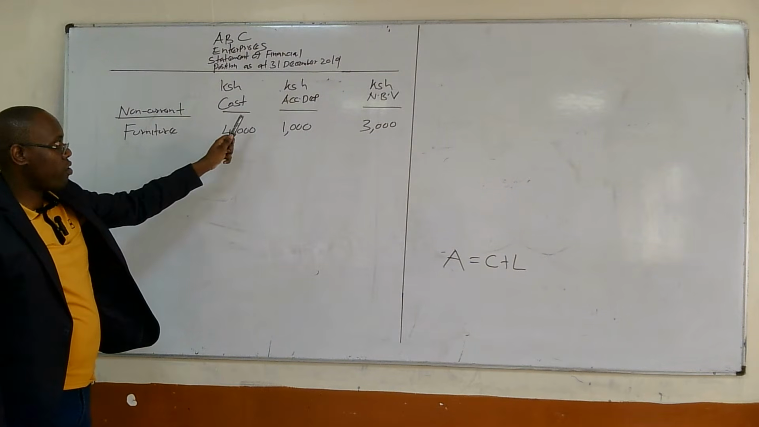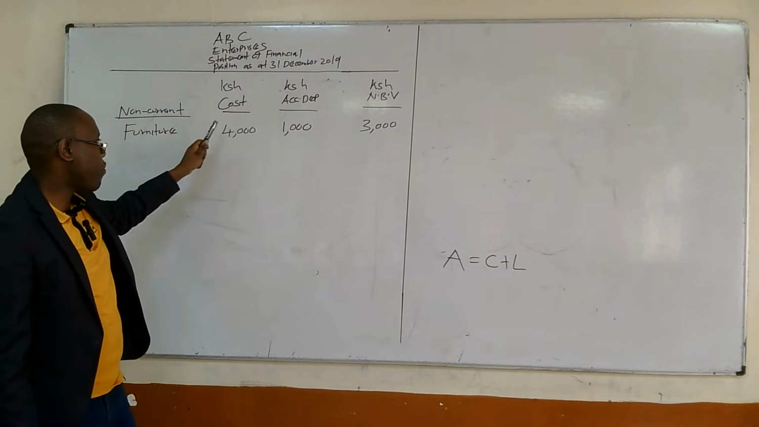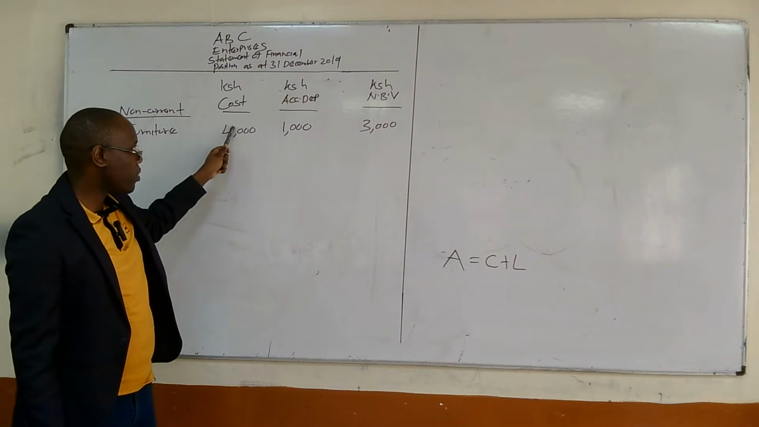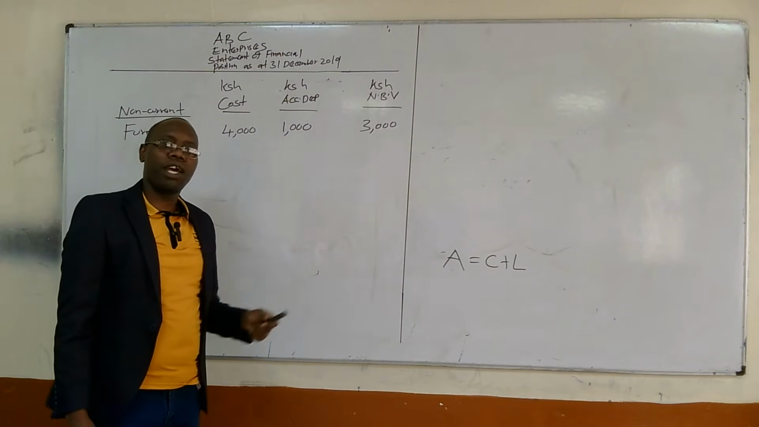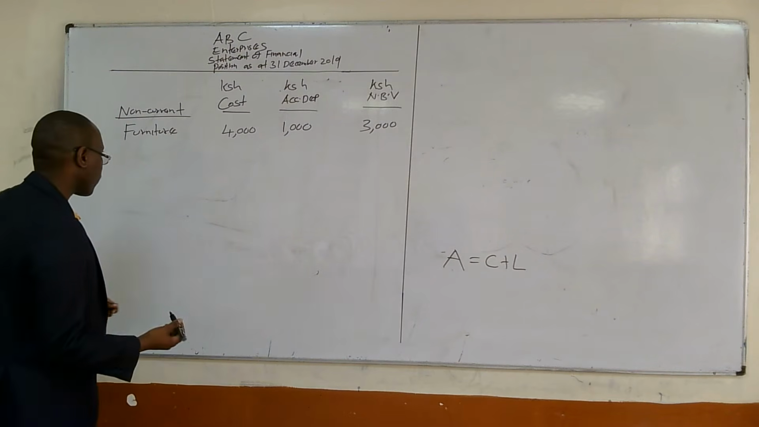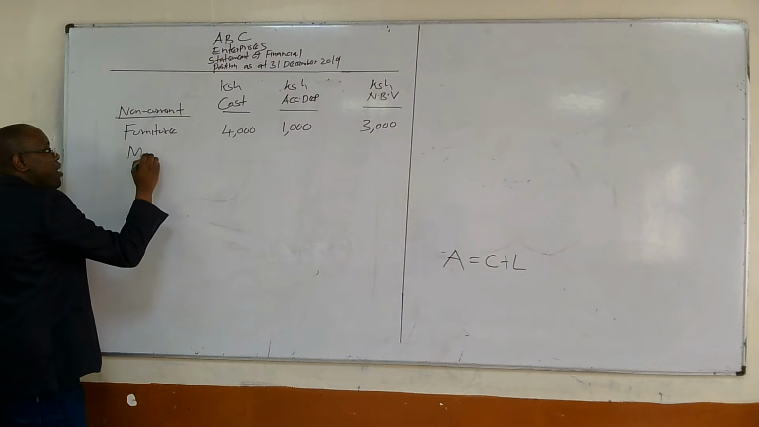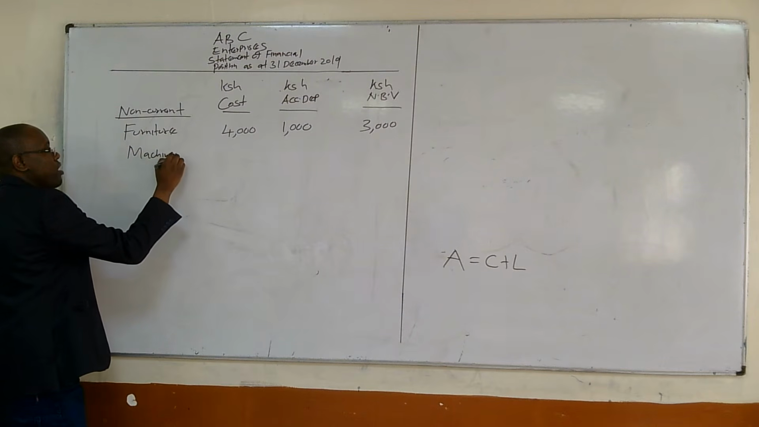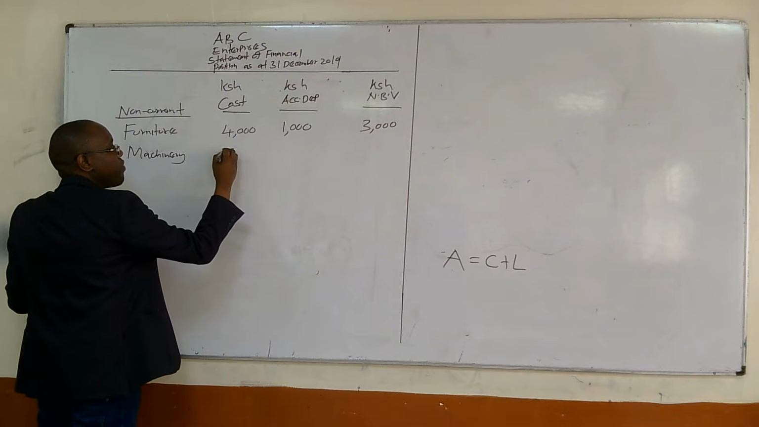So now, we have said that for you to be able to arrive at the net book value is always given by taking cost minus that accumulated depreciation, and then you are going to be able to arrive at that particular net book value. And then let us assume that another asset that you are given is machinery, and the cost is maybe 5,000.